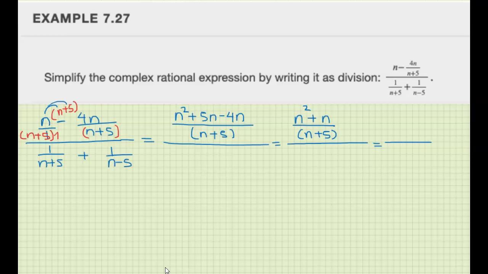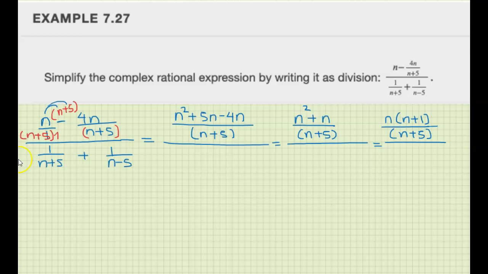And we notice that it factors, we can pull out an n. We get n plus 1 in parentheses, and then n plus 5 on the bottom. Right? So this is as much as we can do with that. So it's combined and simplified as much as possible.